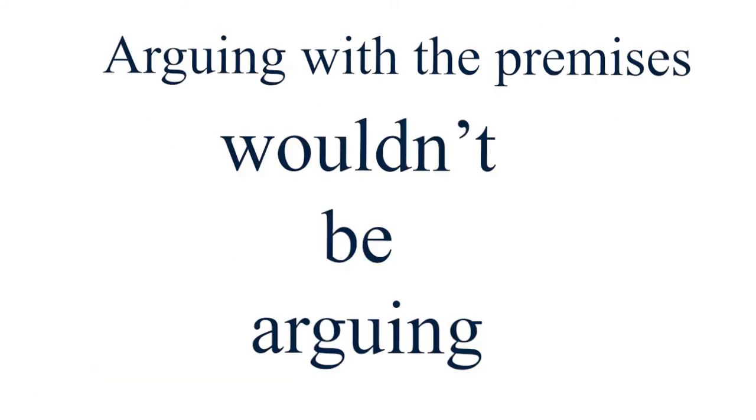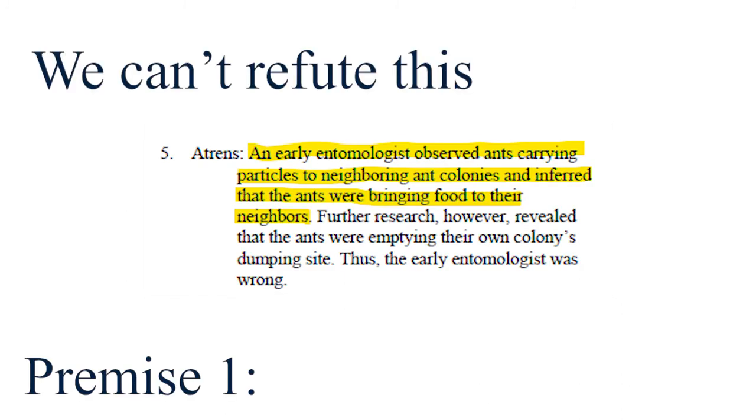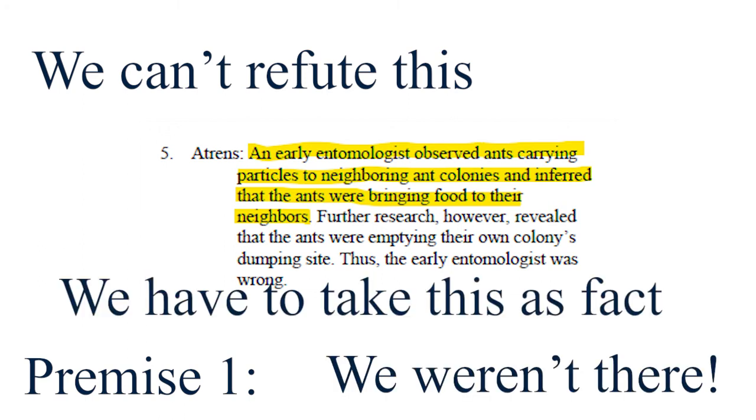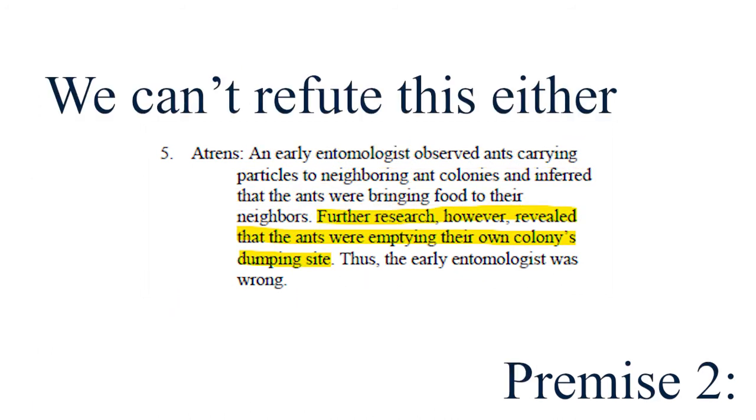Arguing with the premises wouldn't really be arguing, would it? Take the first premise. We can't say whether the early entomologist saw ants carrying particles to other colonies or whether he actually inferred that they were bringing food. We weren't there to know. We have to take this as fact. Same thing with premise 2. We can't say whether or not further research showed ants were really emptying their dumping site. We don't know. We have absolutely no clue what the researcher saw, so we have to take this as fact.